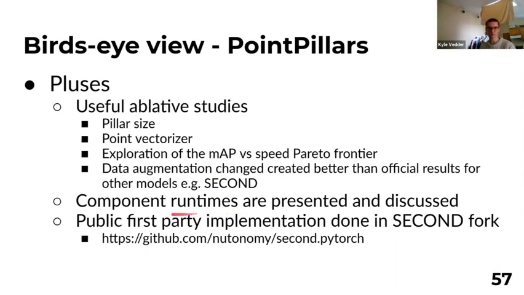Finally, one of the neat things that they talked about there is component runtimes. They actually tell you for each section of the network how long it took. This is really nice from a practitioner's perspective because you now know, if I want to make this network run faster or trade quality for speed, where should I start looking? And eventually, in addition, they also provide a first-party implementation done in a fork of SECOND. So this is on their GitHub page.